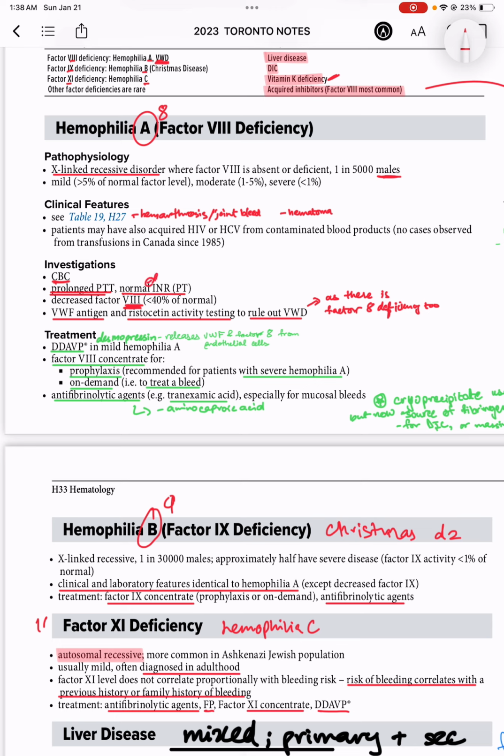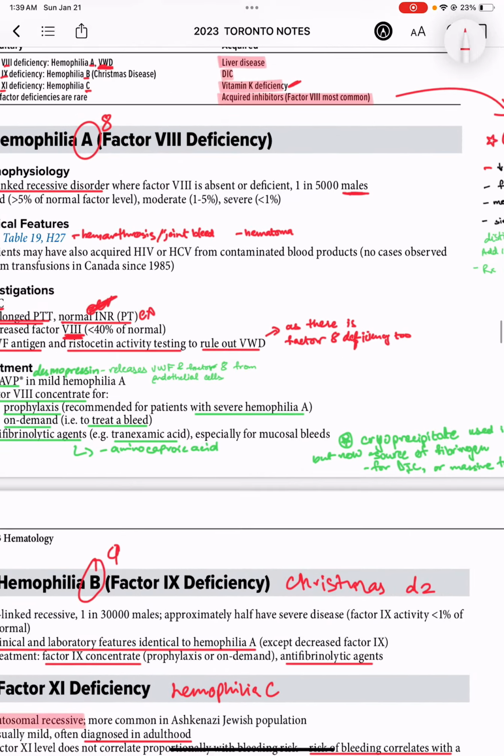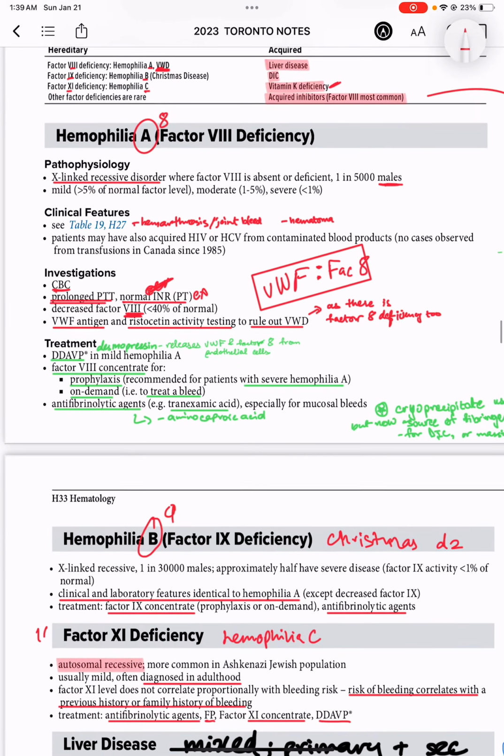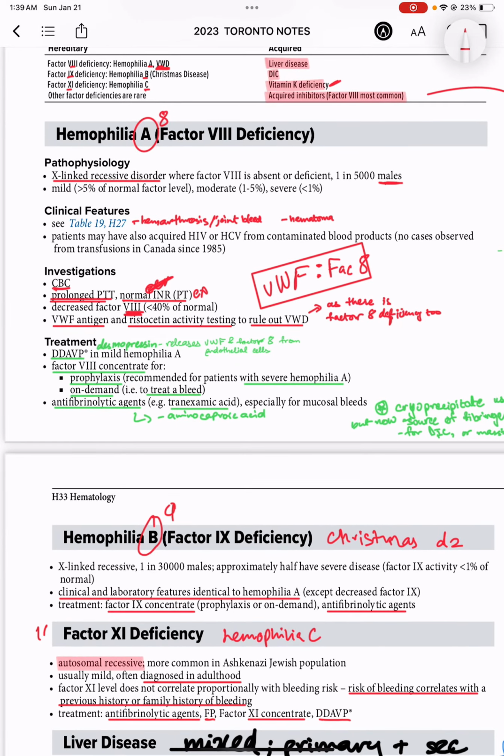So extrinsic is normal. And we will also see decreased factor 8, because there's clearly factor 8 deficiency. We will also check von Willebrand factor antigen and ristocetin activity, just to rule out von Willebrand disease, because von Willebrand factor and factor 8 are closely related. As there is factor 8 deficiency, von Willebrand factor chaperones factor 8, so we just have to rule out von Willebrand disease. That is why we test von Willebrand factor antigen and ristocetin activity.